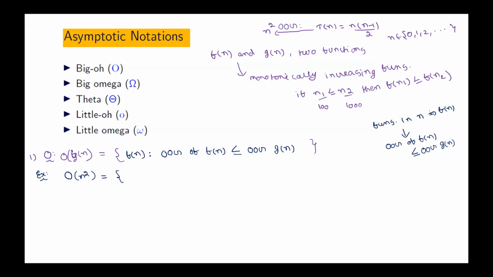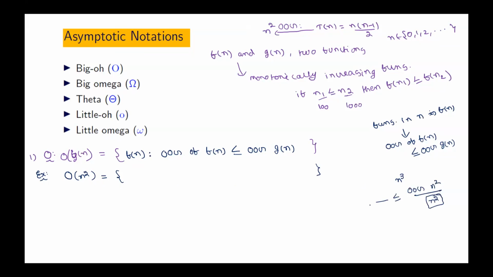Now, big O of n square, please tell me what I need to write here. n cube? Is this correct? Can we write n cube? It is not satisfied. Whatever number we write here, it should be less than or equal to the order of growth of n square. What is the order of growth of n square? It is n square only.